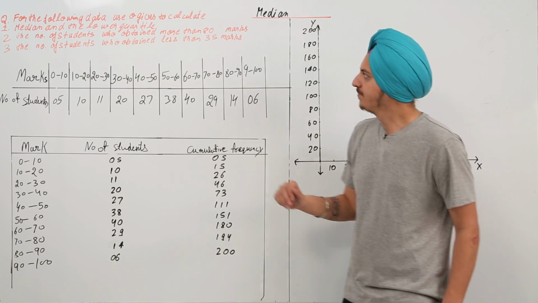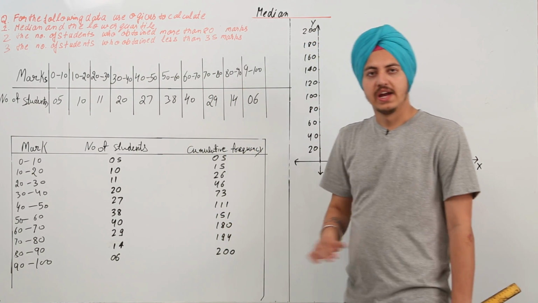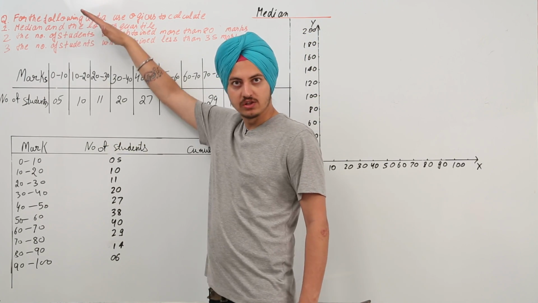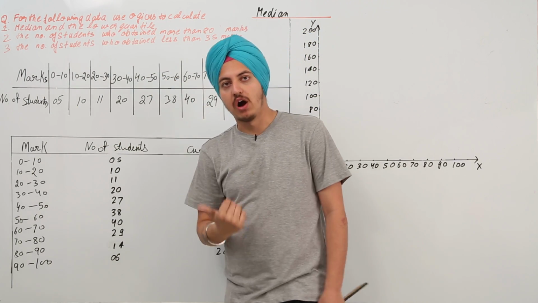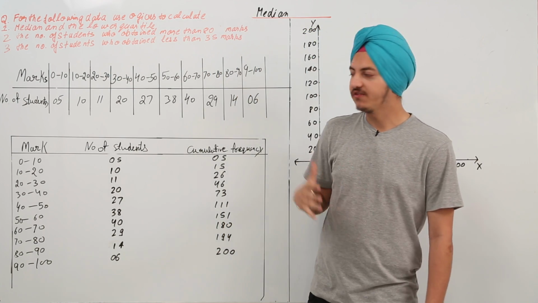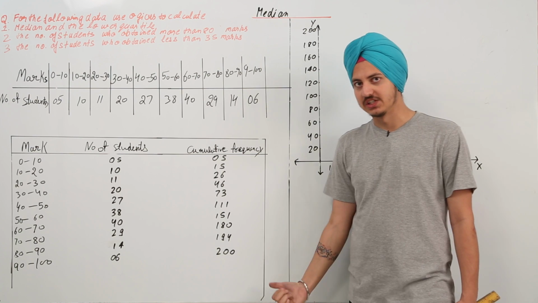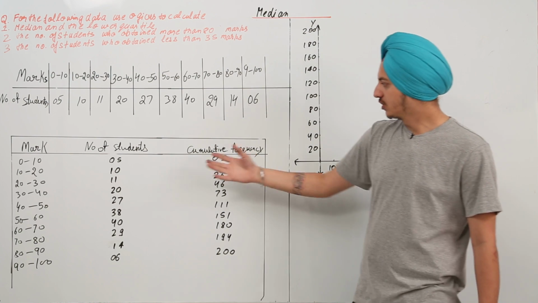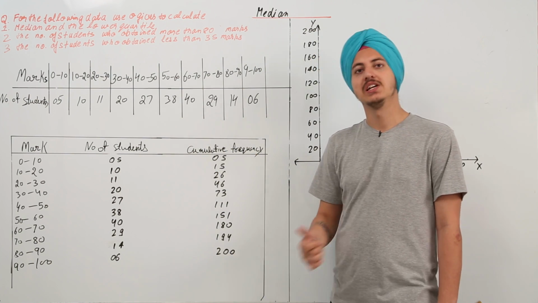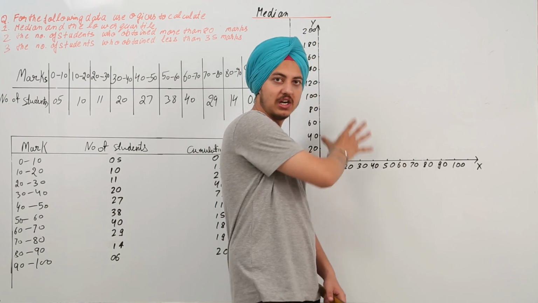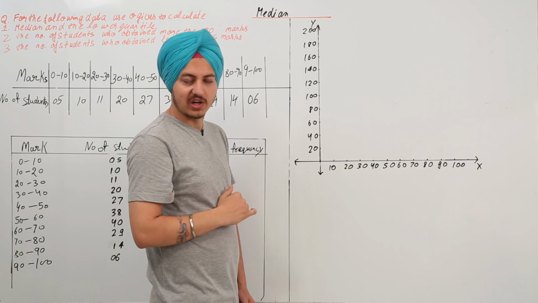So first of all, for this what we are going to do is, the question is up till here. Okay, so from here, how do we construct an ogive? First of all we make this table in which we write the cumulative frequencies, right? You guys know that. So we've written the cumulative frequencies, and then the next step to make an ogive is to construct an x-axis and y-axis on your graph paper.